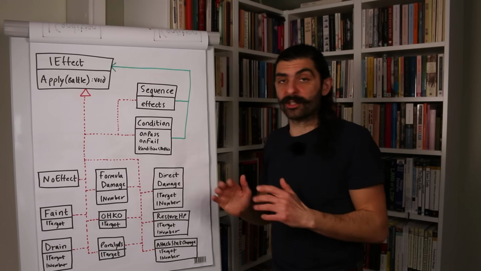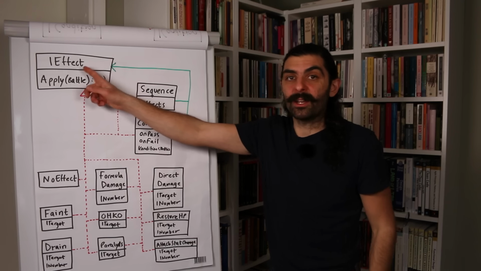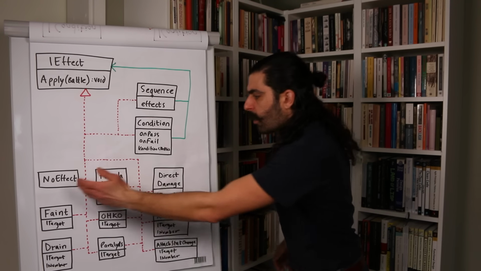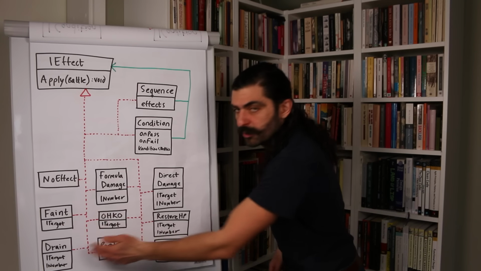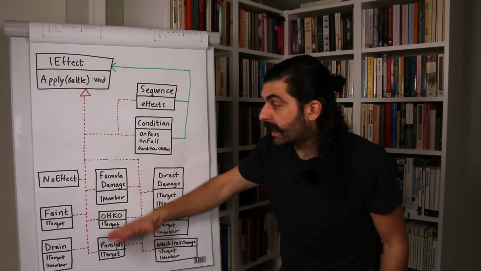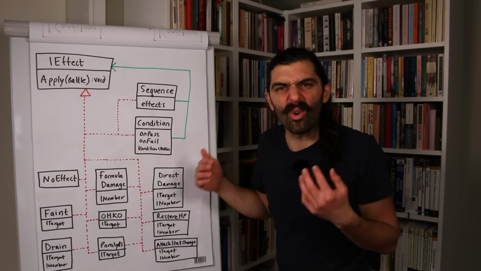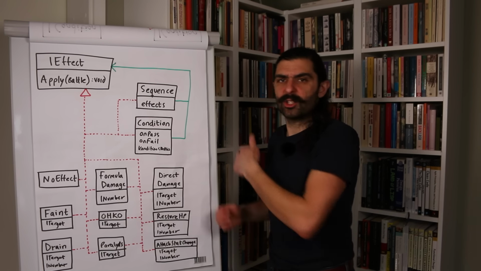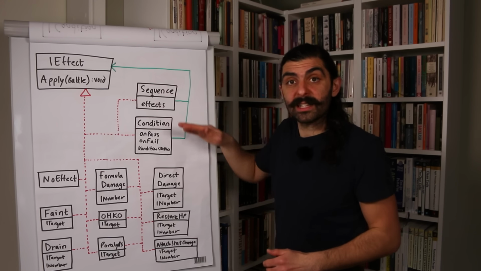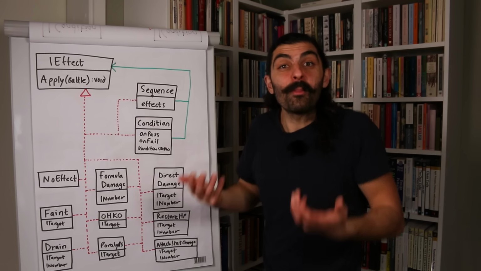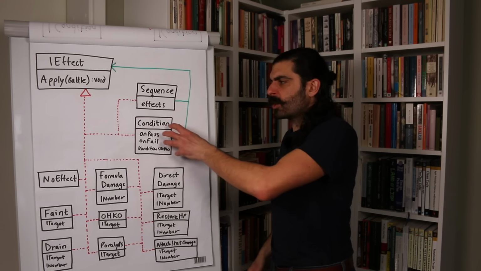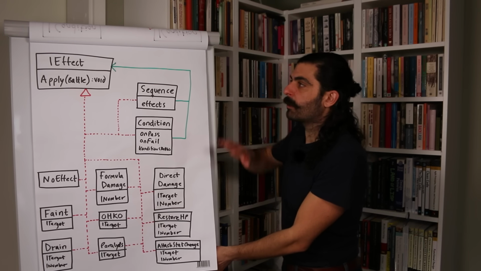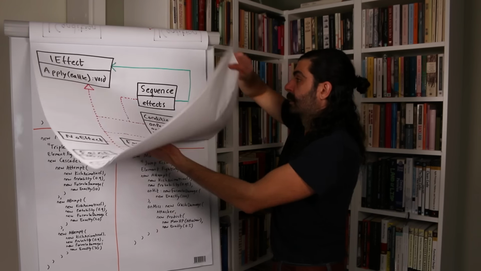So in composite pattern terms, the interface IEffect is of course the component abstraction. And then simple effects like no effect, formula damage, faint, drain, and so forth, these down here, they are all leaves. They don't contain any effects. They just are effects. But sequence and condition, they are the composites, because they not only are effects, but they also contain effects.